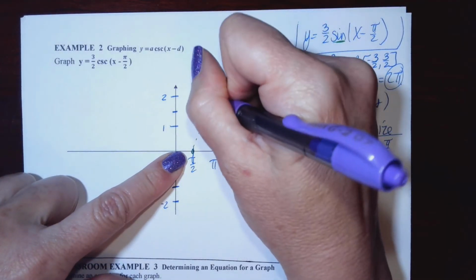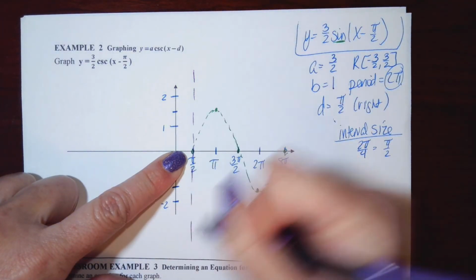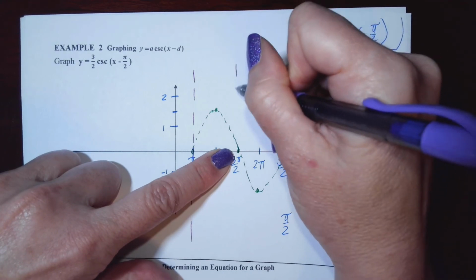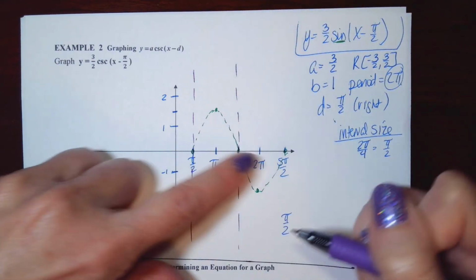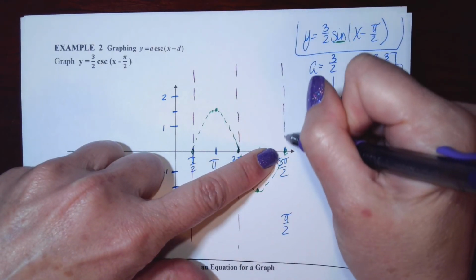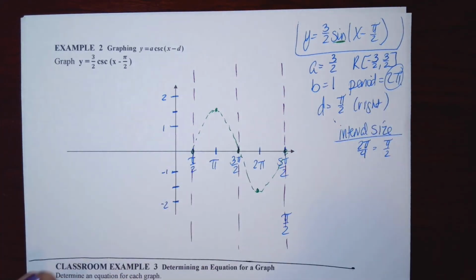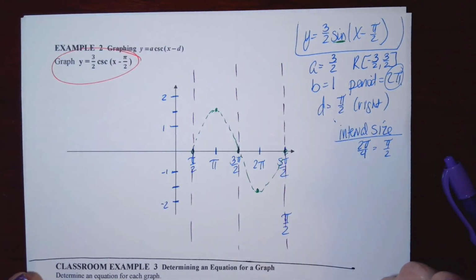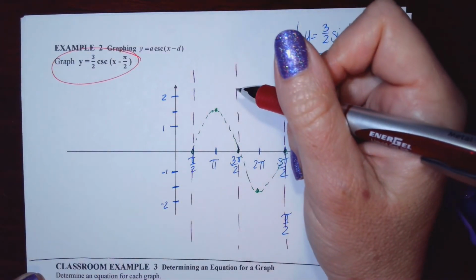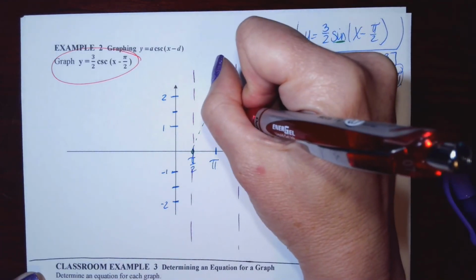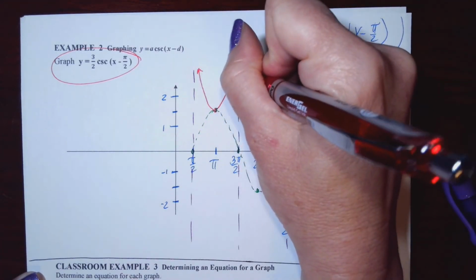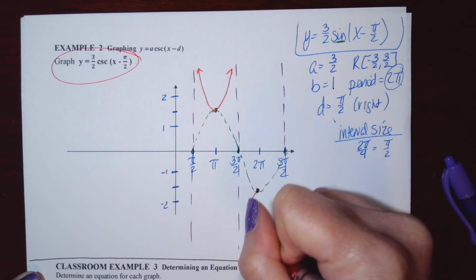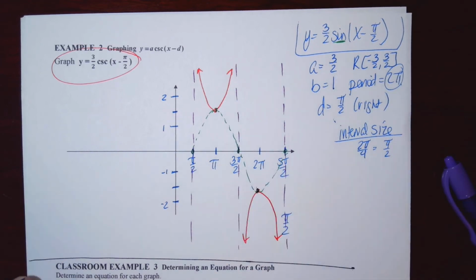Centers become vertical asymptotes for my cosecant function. That is part of the graph that I'm looking for. I need to have 3 consecutive vertical asymptotes to give me one full cycle of cosecant. When I do my cosecant graph, I've got a parabola up from this peak, and I've got a parabola down from this trough. There's one cycle.